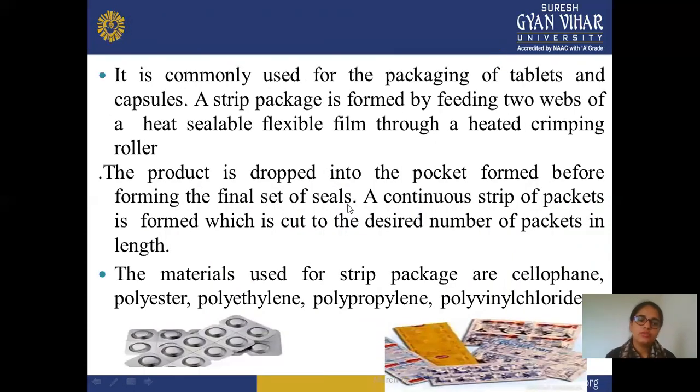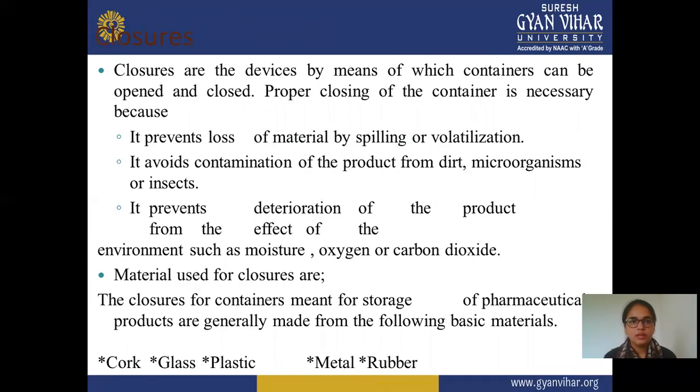It is commonly used for packaging of tablets and capsules. Strip packaging is formed by feeding two webs of heat-sealable flexible film to a heated clamping roller, and the product is dropped into the pocket formed before forming the final set of the seal, and a continuous strip of packets is formed. This can be cut into the desired number of packets in length according to requirement. You can easily cut it. The materials used for strip packaging are cellophane, polystyrene, polyethylene, polypropylene and polyvinyl chloride. So these are the materials used for strip type packaging.